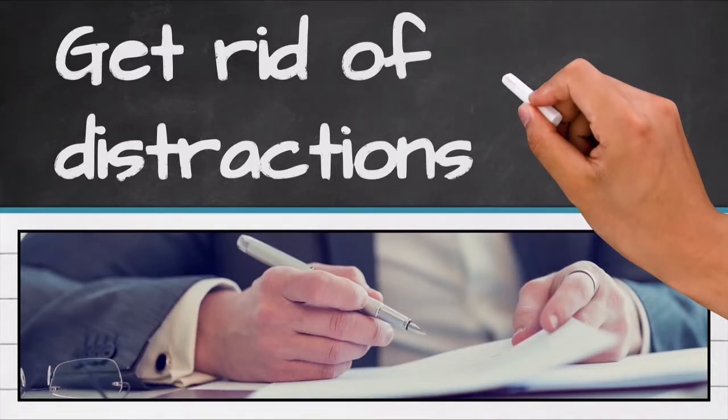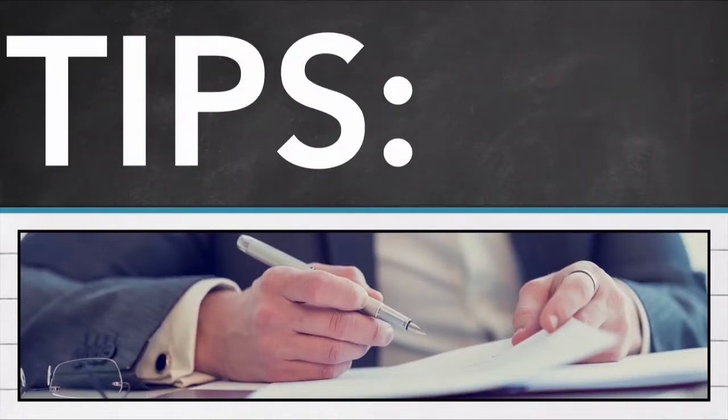So again, it's probably impossible to think that you can eliminate all distractions, but as much as possible, you want to minimize those ringing phones, talking coworkers, noisy copy machines. The more distractions you can eliminate, the easier it will be for you to proofread and do it accurately. So I'm going to give you a couple of tips that might help you when you are eliminating distractions.